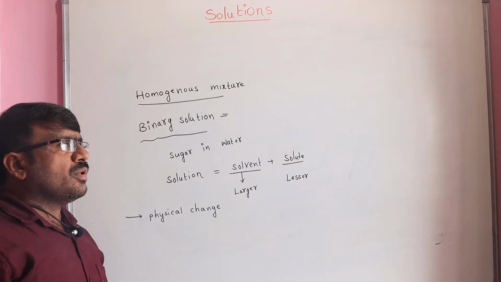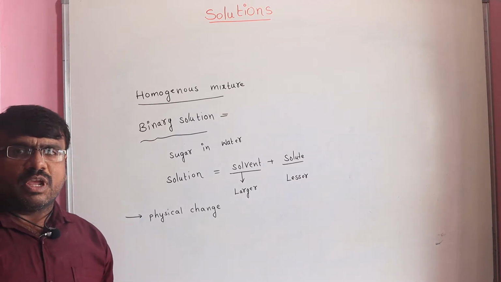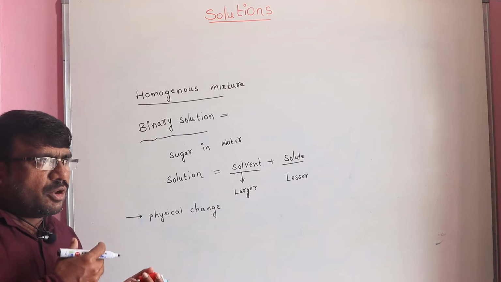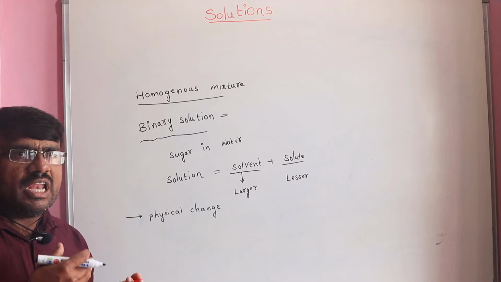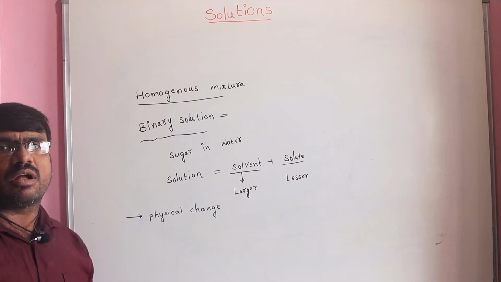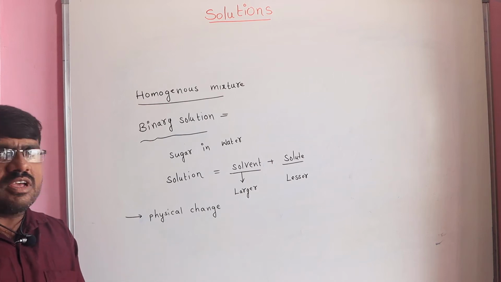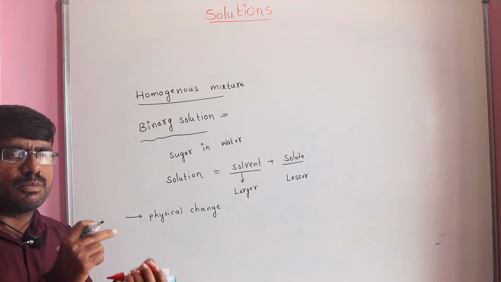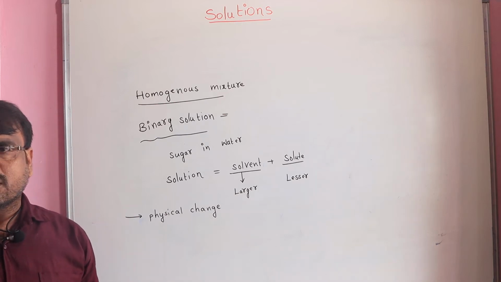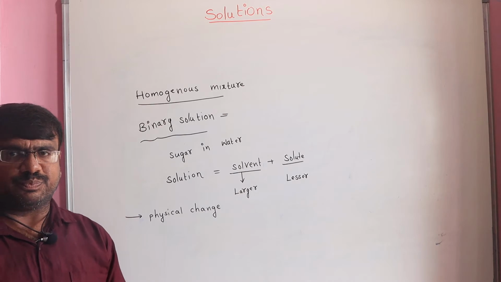Now in our body also, particular solutions are there, mostly liquid solutions. They have a fixed concentration. Generally, when we use intravenous injections, their concentration must be equal to our plasma concentration.